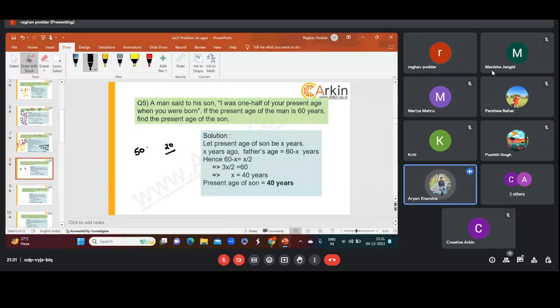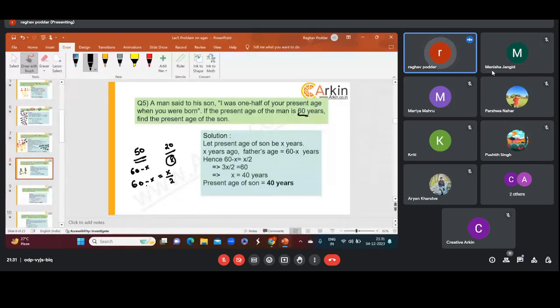So 50 minus 20. Super. Same way, I've assumed the present age of the son as x. So the father's age at the time of birth would be 60 minus x, because currently he's 60, right? But he told that I was half of your present age. That means 60 minus x, the father's age at the time of birth, is equal to half of his present age, that is x upon 2.